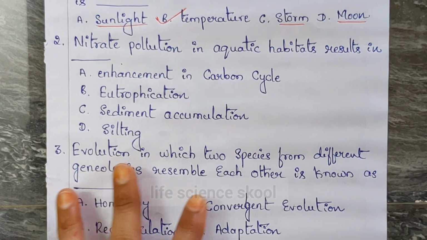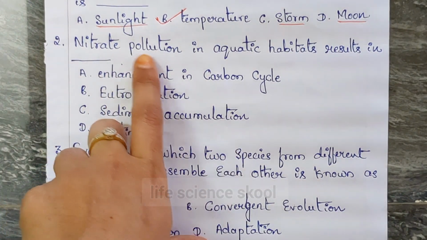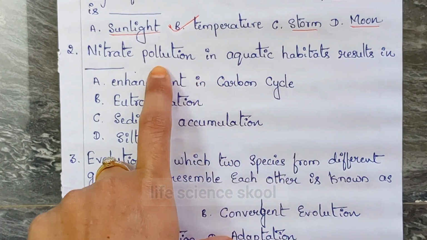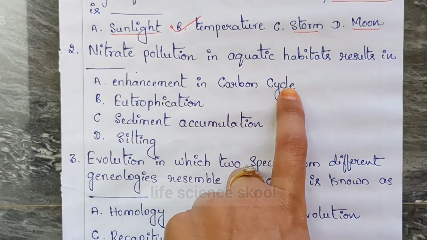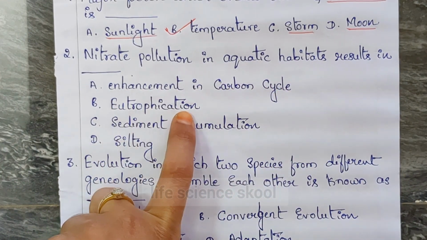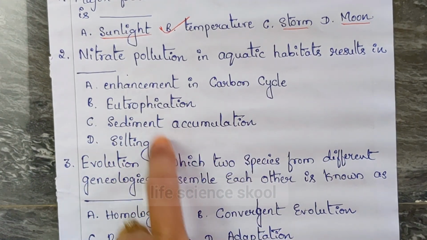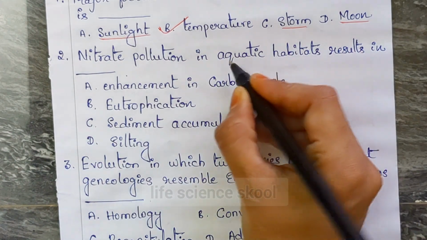Now moving on to the next question: nitrate pollution in aquatic habitats results in dash. Option A, enhancement in carbon cycle. Option B, eutrophication. Option C, sediment accumulation. Option D, silting. So they are asking about nitrate pollution in aquatic habitats.